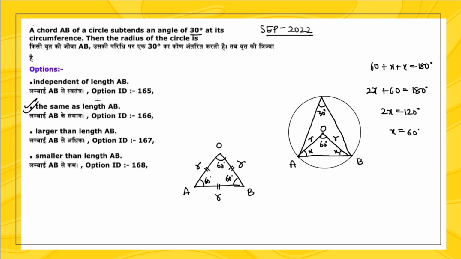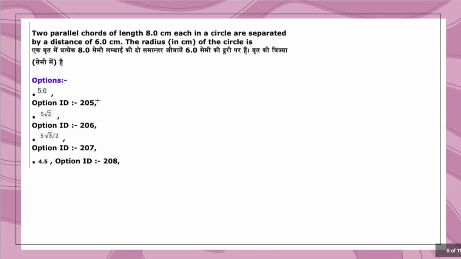Alright, so this is how this question will be done based upon the last property which we have seen for chord and circle. Now let's take another question and let's see how to do that. So over here this was again a question from the September 2022 exam which has just happened. It says that two parallel chords of length 8 cm each in a circle are separated by a distance of 6 cm. The radius of the circle is how much?